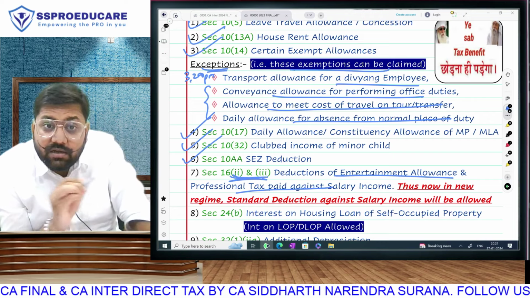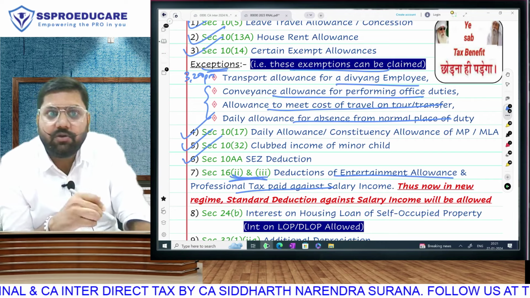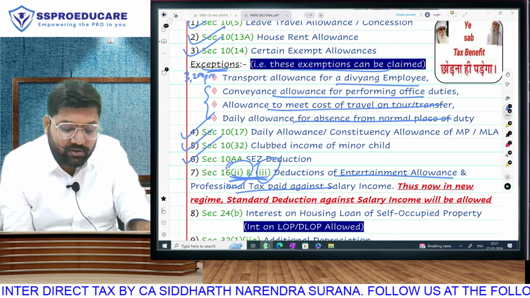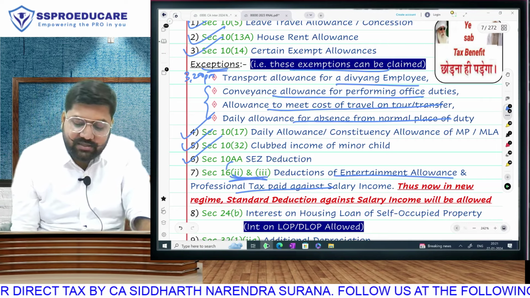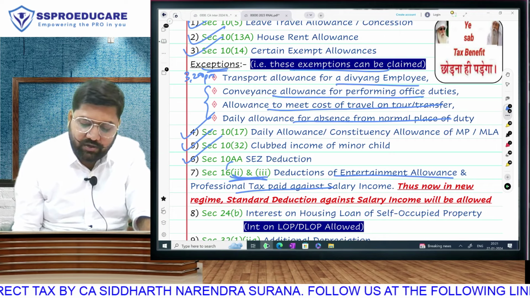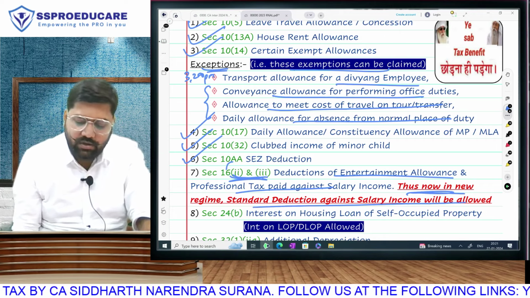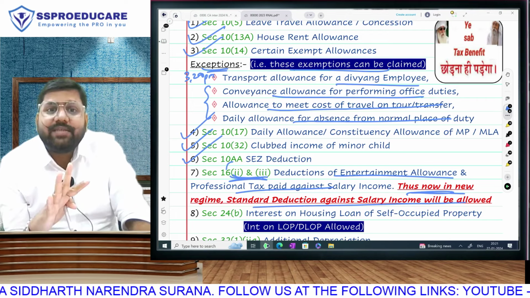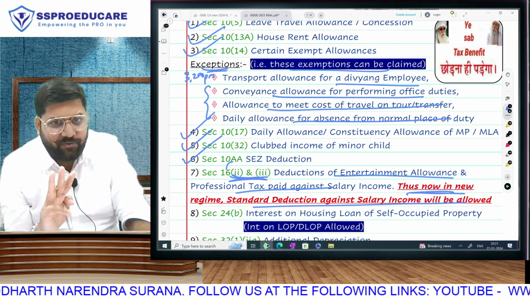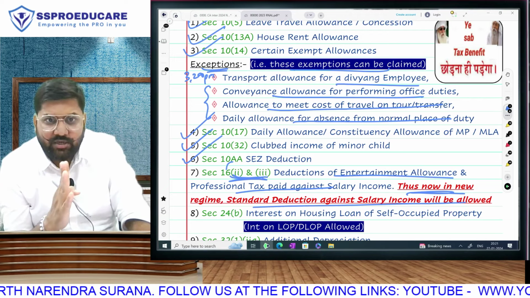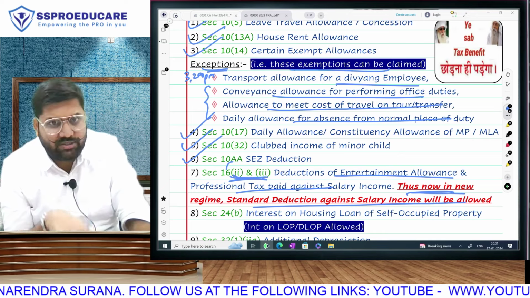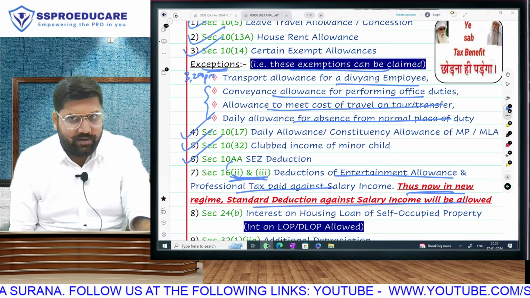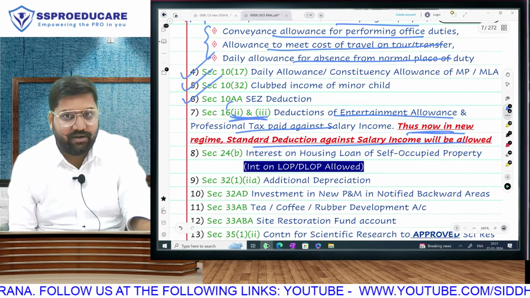Till last year, here they had written deduction under section 16 not allowed. And now they are saying 16.2 and 16.3 not allowed, which means that standard deduction is now going to be, ladies and gentlemen, allowed against salary income in old as well as new. So till last year, all salary deductions, standard deduction, entertainment allowance, professional tax paid were allowed in old regime, not allowed in new regime. Now, allowed still in old regime, but in new regime, standard deduction will be allowed, only the other will not be allowed. So please be very careful. This is also an amendment.